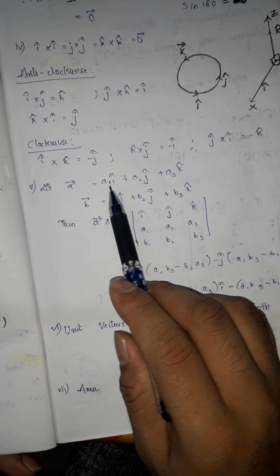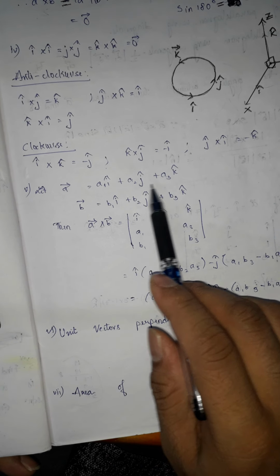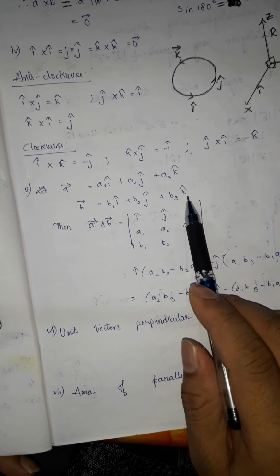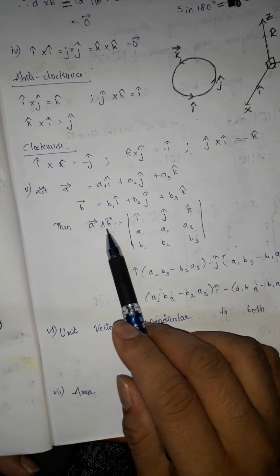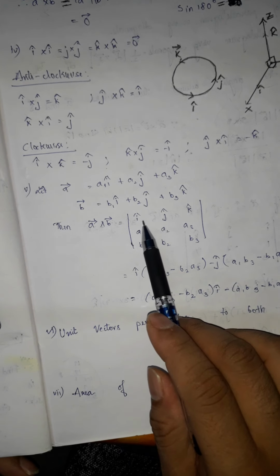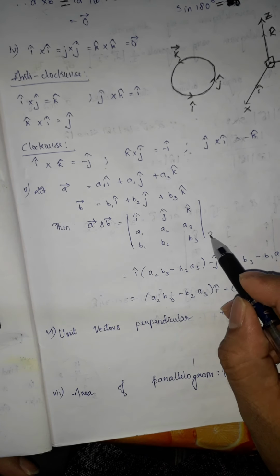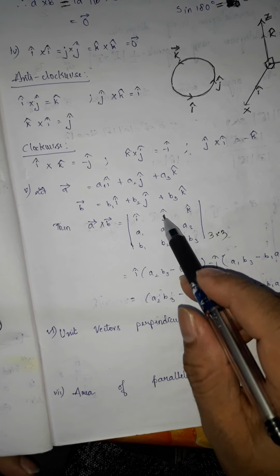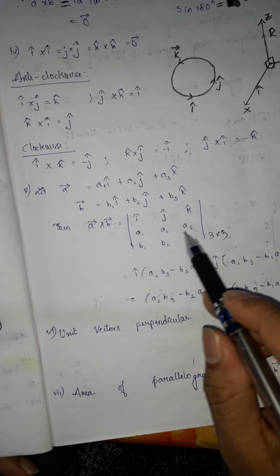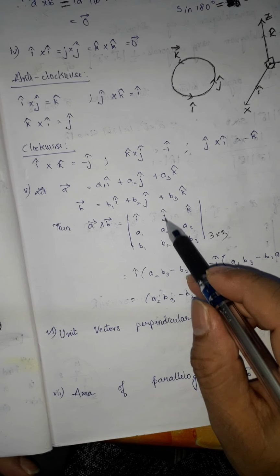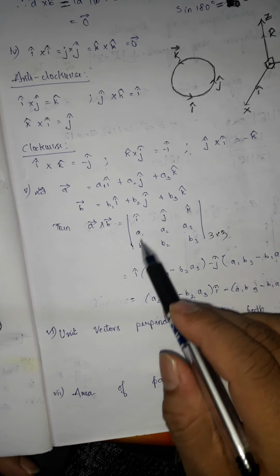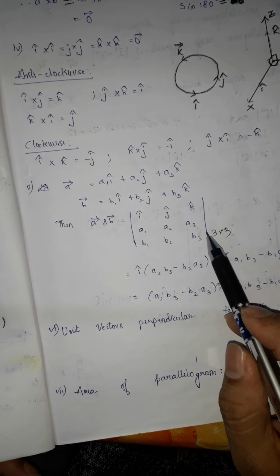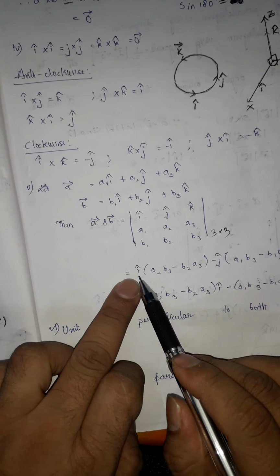Suppose vector A equal to a1 i plus a2 j plus a3 k, vector B equal to b1 i plus b2 j plus b3 k, then A cross B is given by a determinant of order 3. We have here 3 rows and 3 columns: first row, second row, third row, first column, second column, third column. So how will I expand this determinant?